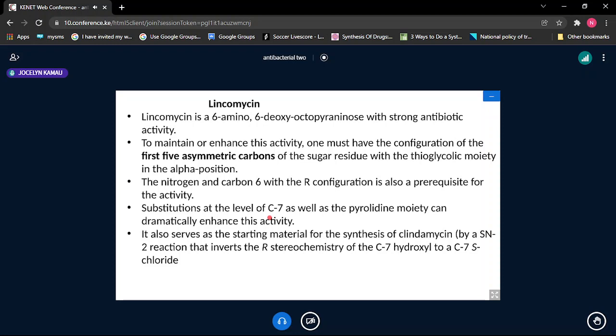So those groups that you find in this molecule, and the stereochemistry of all the groups in this molecule, are highly, highly important for what we call optimal or maximum activity. It also serves as the starting material for the synthesis of clindamycin, as we have said, where you will have replacement of the carbon-7 hydroxyl group with the carbon-7 chloro group, with inversion of carbon-7 R stereochemistry to carbon-7 S stereochemistry, as we have already mentioned.